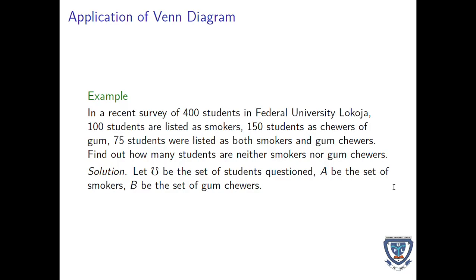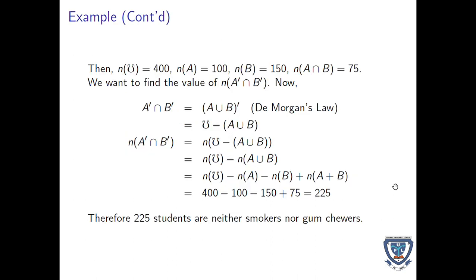Solution: let the universal set be the set of students in question, and let A be the set of smokers and B be the set of gum chewers. Then the number in the universal set is 400. The number of A is 100. The number of B is 150, while their intersection is 75. We want to find the value of A complement intersection B complement.